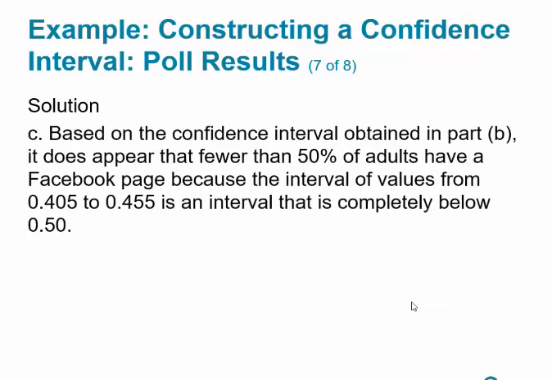Based on the confidence interval obtained in Part B, it does appear that fewer than 50% of adults have a Facebook page, because the interval of values, 0.405 to 0.455, is an interval that is completely below 0.5.